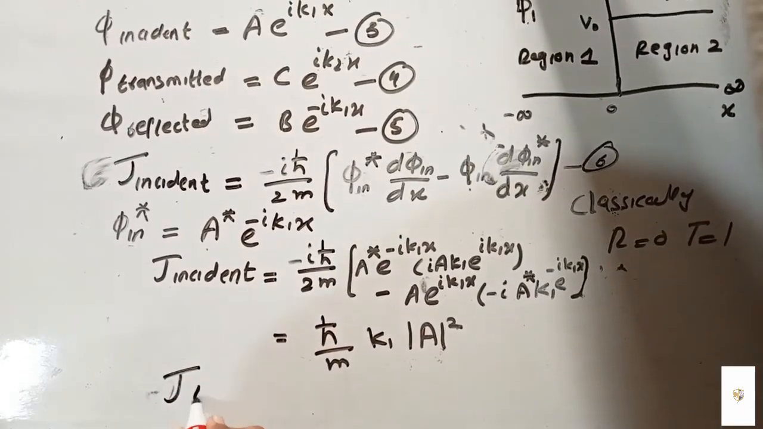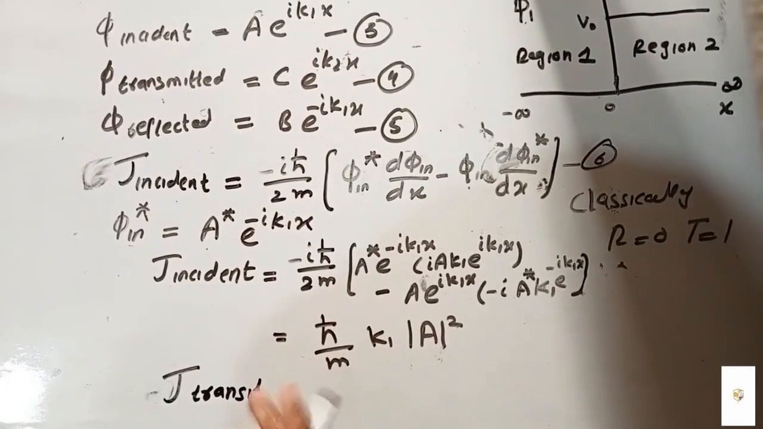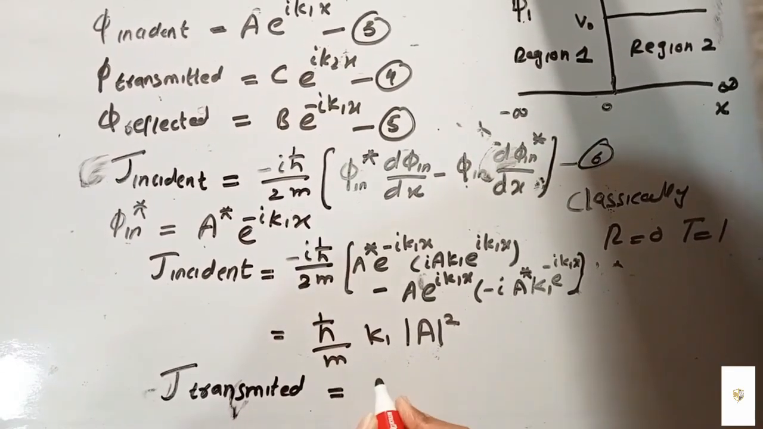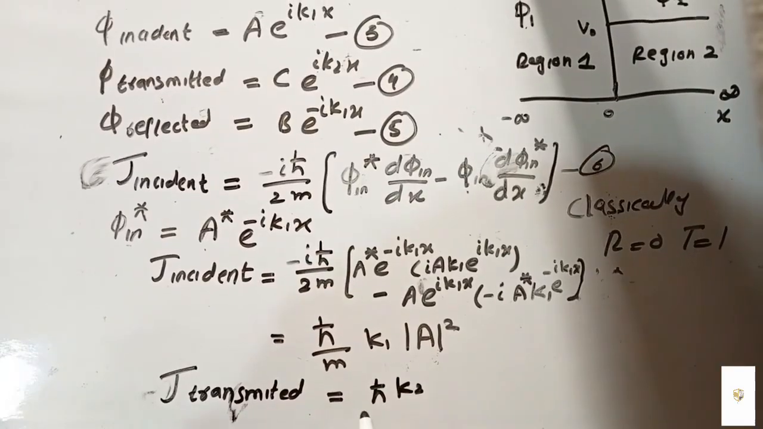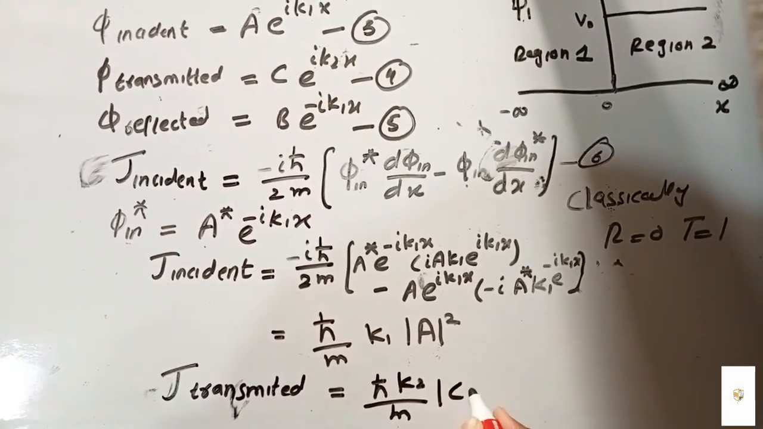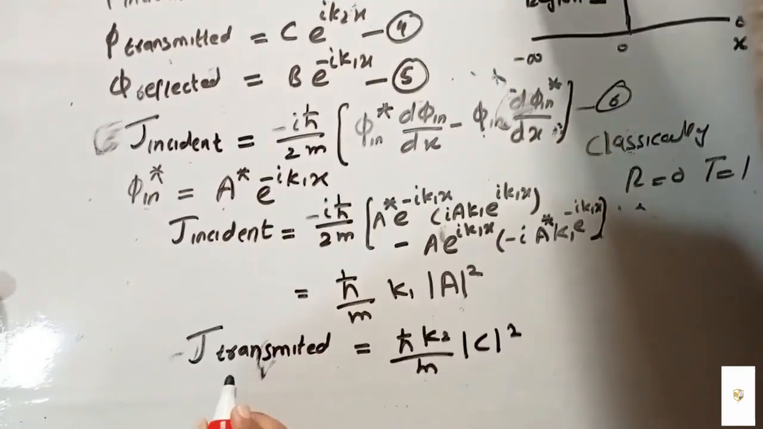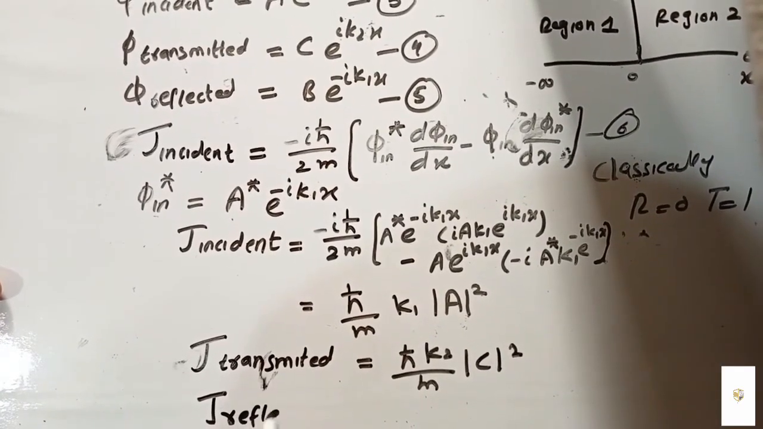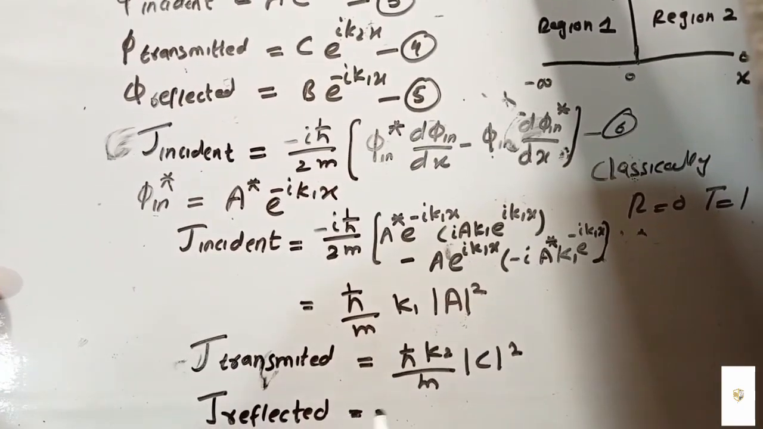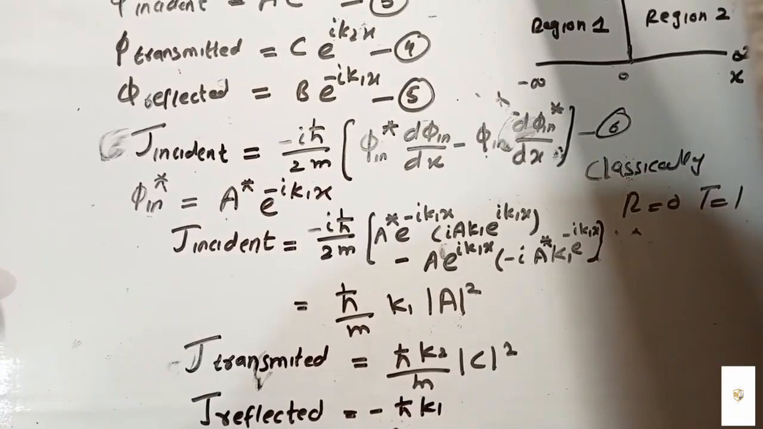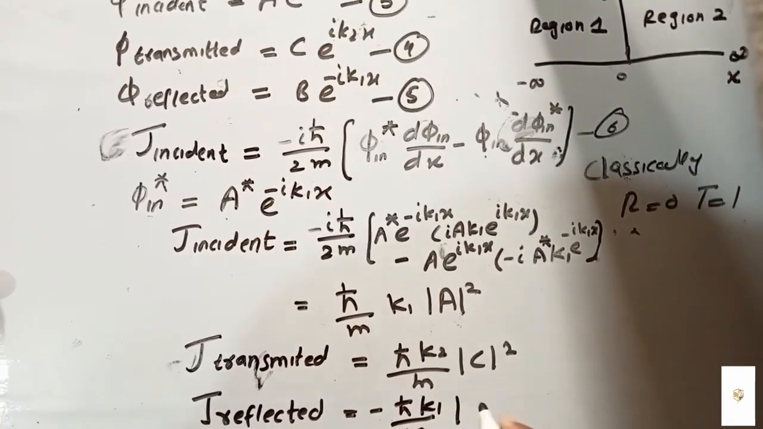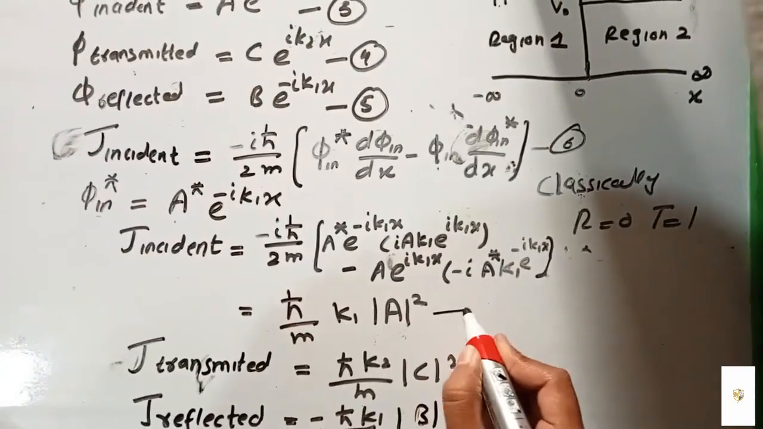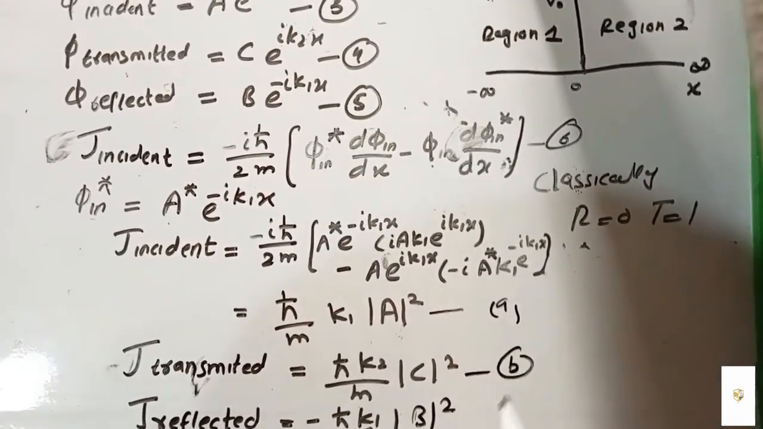Similarly, transmitted flux is equal to h cut k2 over m modulus c modulus square, and reflected flux is equal to minus h cut k1 over m b modulus square. We call this equation A, B and C.